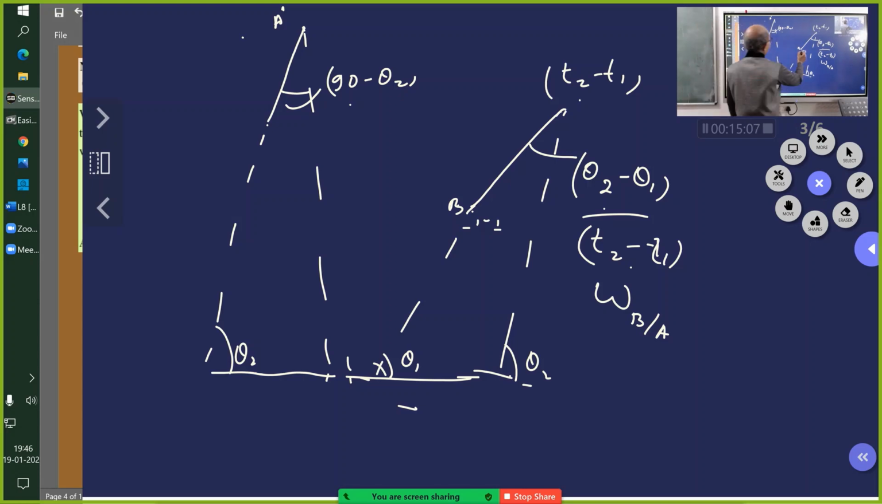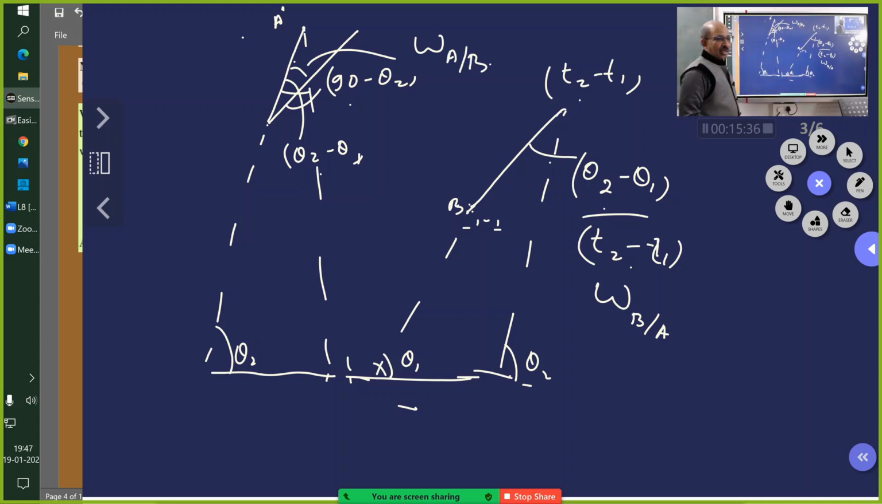Now the same thing I will do here. See, what I have done here, I have drawn this line parallel to this line. Now I will draw a line here parallel to this, and you can prove that this will also be equal to theta 2 minus theta 1. And what will this represent here? This will represent omega of A with respect to B. So thus it is proved.